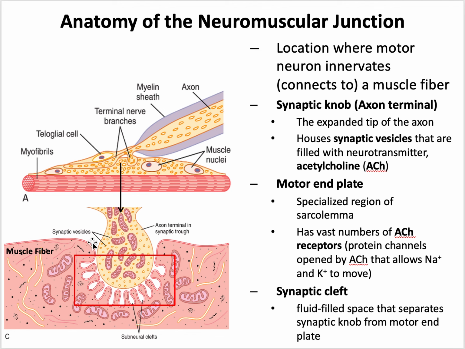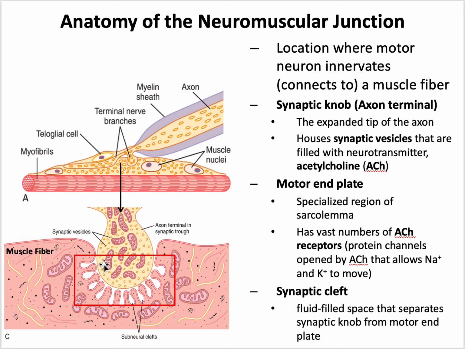Here's the sarcolemma, which is just a fancy word for the plasma membrane of a skeletal muscle cell. And this specific area, which is highly invaginated, has a special name called the motor end plate. So it's a specialized region of that sarcolemma that's highly invaginated.